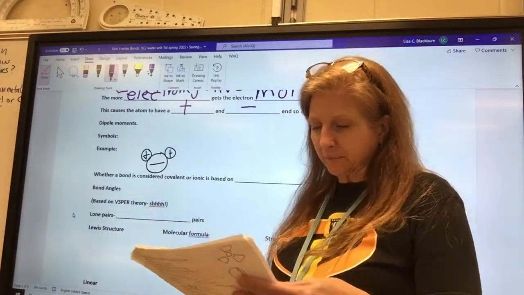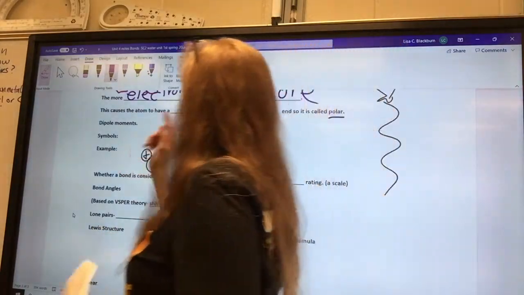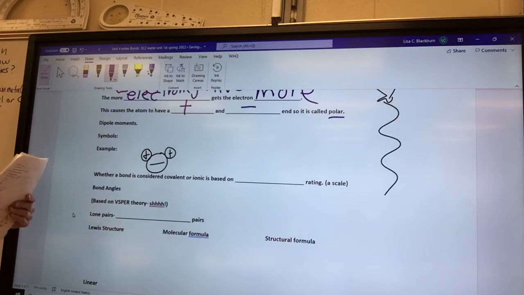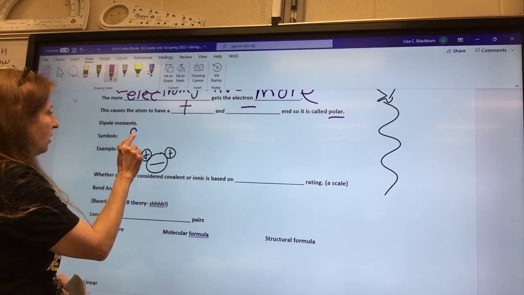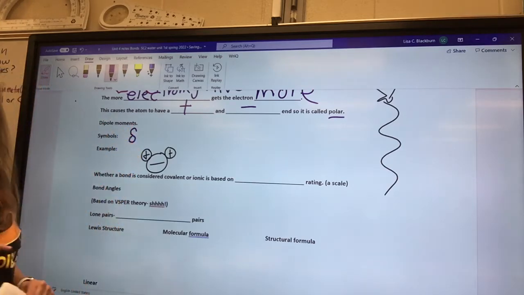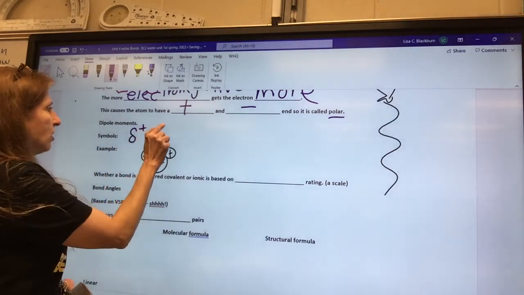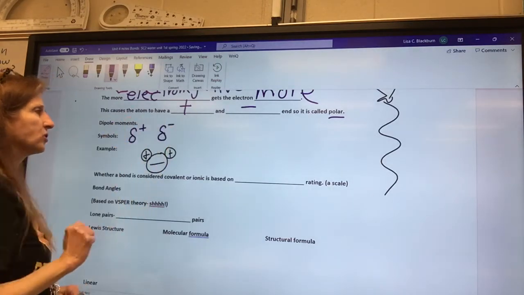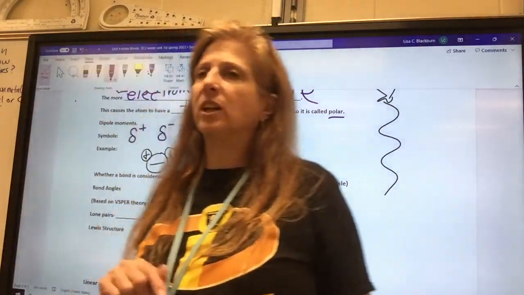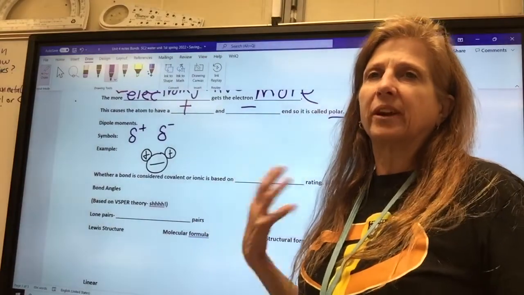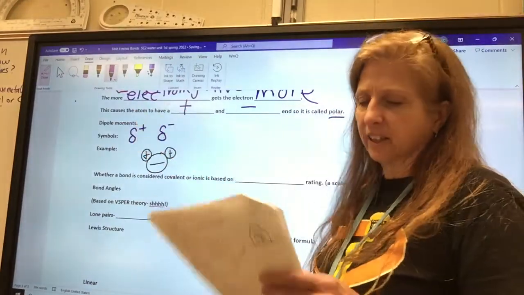Okay, dipole moments. We already talked about all of that, but I want to make sure. So the symbols. The symbol for partial positive and partial negative is weird. It's like an almost unclosed eight, and then you put a charge. So that would be a partial positive charge, and this is a partial negative charge. Sometimes they're written a little different. It's a Greek letter, a lowercase delta. Uppercase delta is the triangle. This is the lowercase one, and it gets a little charge on there.